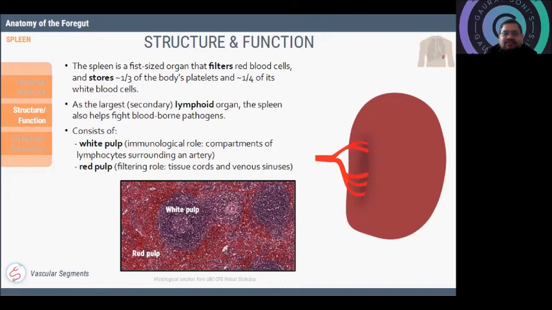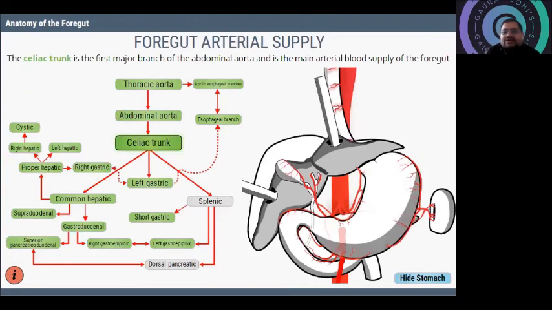Now talking about the blood supply, as I have already told you, it will be from the celiac trunk, which is a branch of the abdominal aorta, and you can see the branching given here. It will go to the left gastric, then right gastric, proper hepatic, right hepatic, cystic, left hepatic, and the common hepatic will give you the supraduodenal and gastroduodenal. You have to learn these different branches by heart, either organ-wise or from this overall diagram.